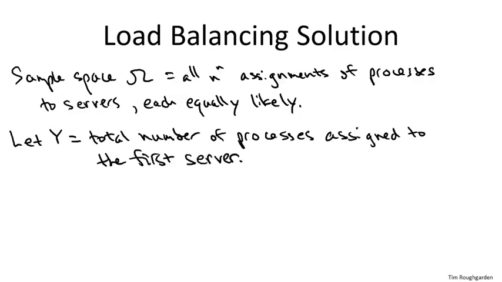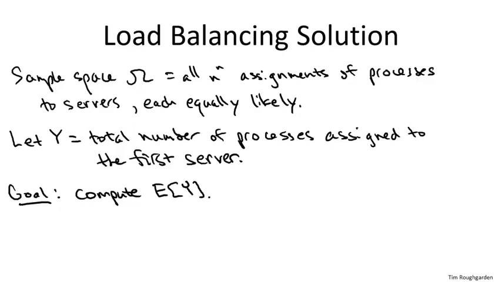Now, all of the servers are exactly the same, so we just have to focus on one server, let's say the first server, and look at the number of processes assigned to it. And if you go back to the problem statement, what we're asked is to compute the expected value of y, the expected number of processes assigned to a server. Now, of course, in principle, we could go to the definition of expectation and just compute by brute force the sum over all possible outcomes of the value of y and take the average. Unfortunately, there are n to the n different outcomes, and that's a lot.